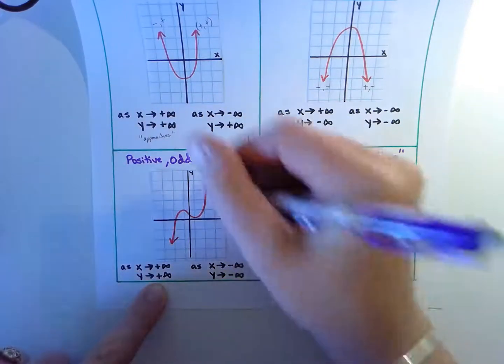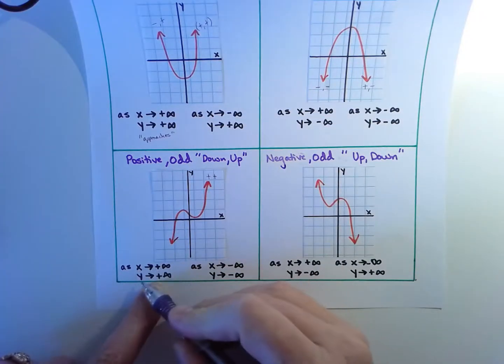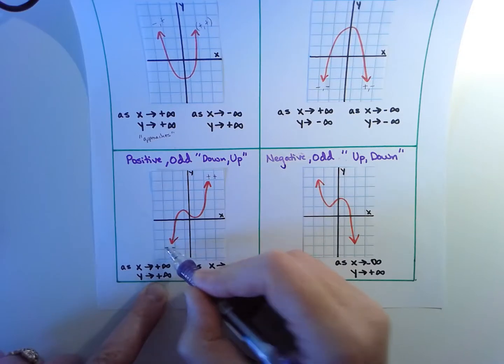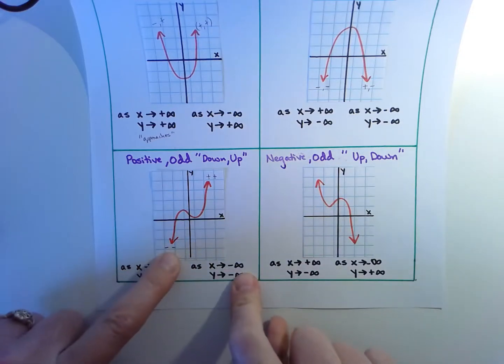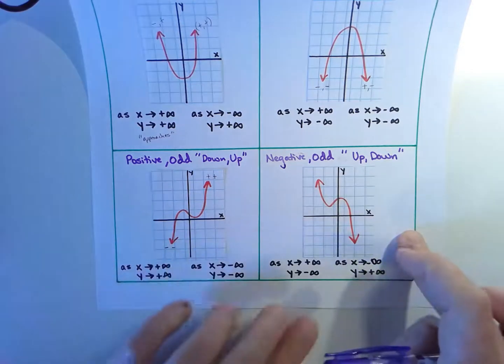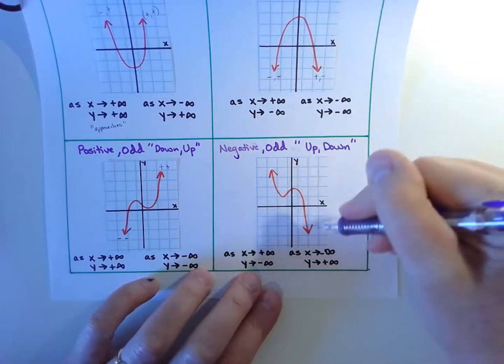And we say it's approaching this first quadrant up here. So as x approaches positive infinity, y does the same. And over here, it's approaching the third quadrant. So as x approaches negative infinity, y also approaches negative infinity. And then if it's a negative odd function, it starts up and then it goes down.